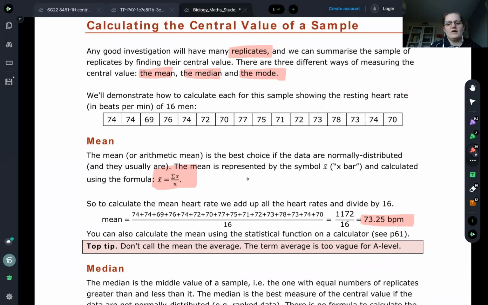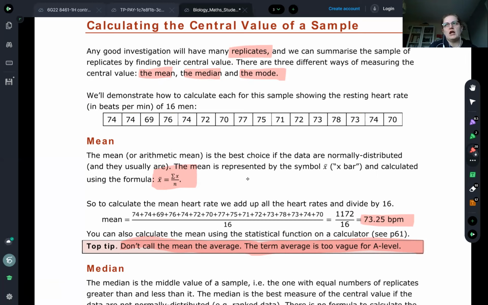I was quite naughty to use the word average there. Don't call the mean the average at A level, because technically average can apply to mean, median and mode. It's a bit vague. So when calculating a central value, be clear if you're using the mean, median or mode. As per usual, most people choose the mean.